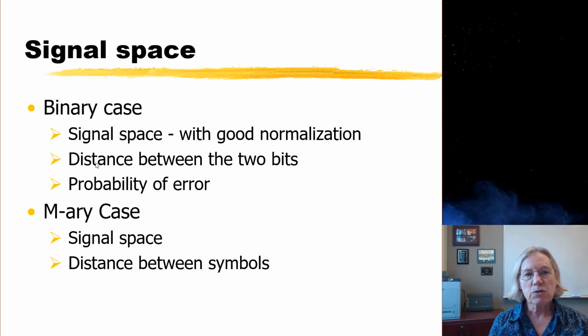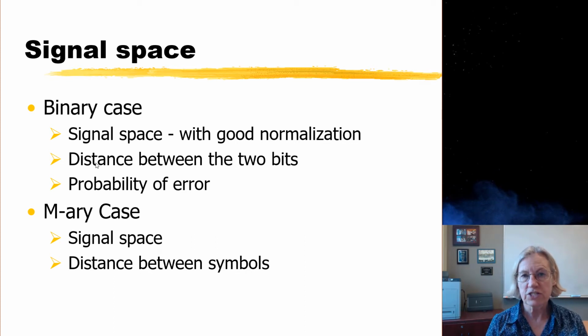So let's start with a little idea of how we're going to attack the problems. First, there is the binary case, and we've pretty much done this already. We looked at signal space, we understand that it required a good normalization, and we found that the distance between the two bits in signal space, the two vectors, determined the probability of error, and we looked at equations for that. Now, in Chapter 4, we're going to want to generalize this to the M-ary case.